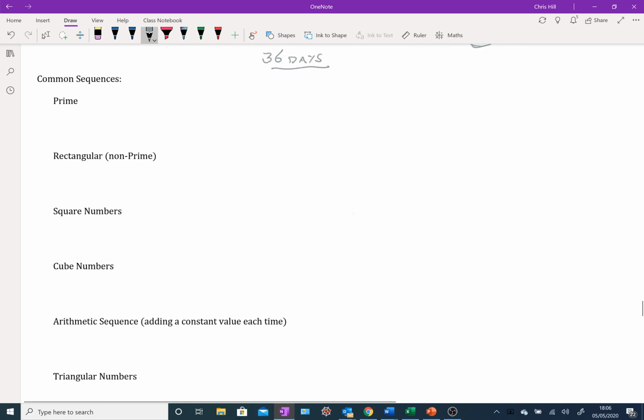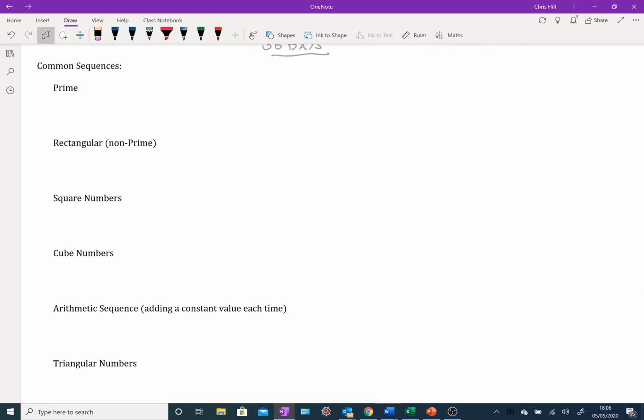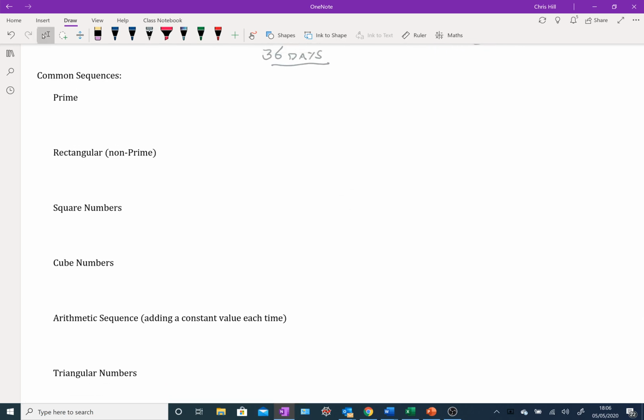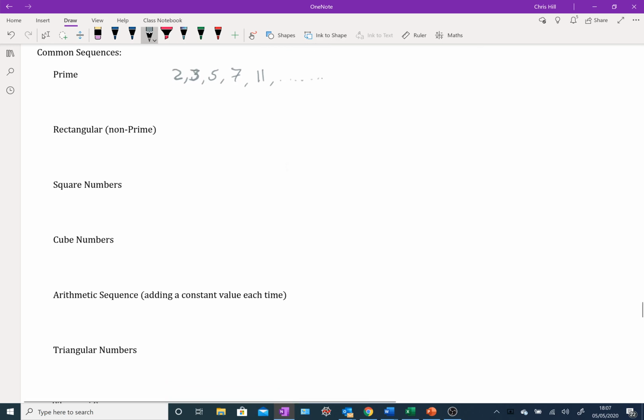Okay, so last section, common sequences that you'll see. A sequence is just a list of numbers with a particular rule. So one common list that you'll see is primes, which we've already seen. That's 2, 3, 5, 7, 11, etc. Okay. Rectangular numbers are non-prime. So, for example, all the numbers that are not prime, so that's 1, 4, 6, etc.